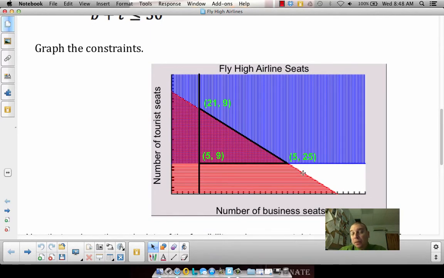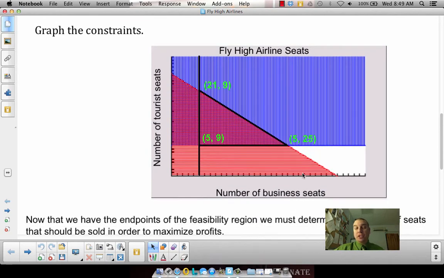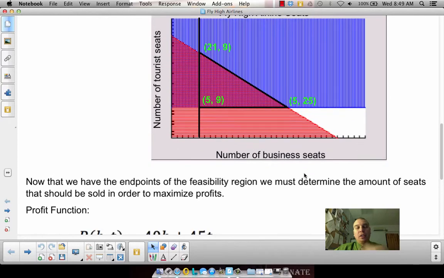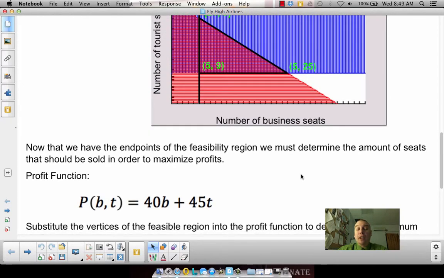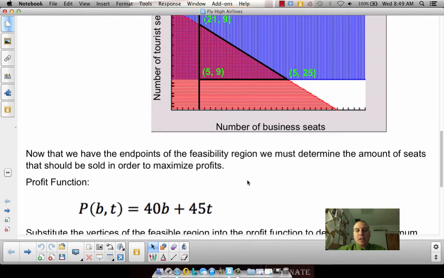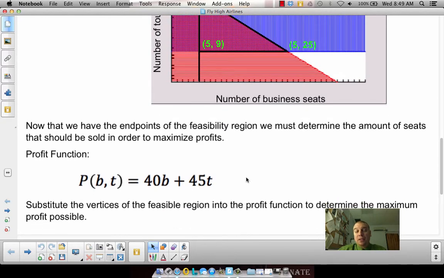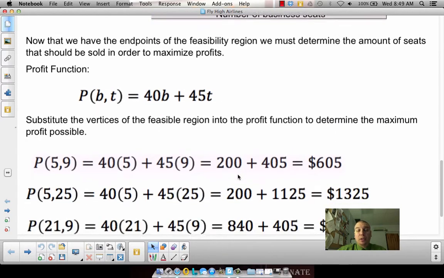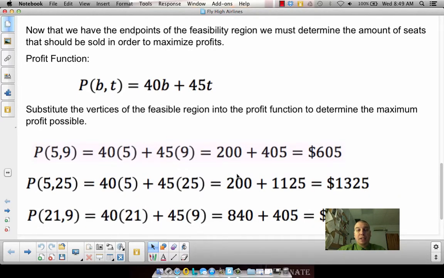I'm going to substitute those into my profit function, so I have to define it first. Here's the definition of my profit function. We have 2 variables, B and T, and I have my 3 points here. I substitute those vertices, the corners, into this function. I decided to do it using just the formulas and equations here. I know you know how to multiply, so I don't want to go through and show you. I have confidence in your ability to do that.